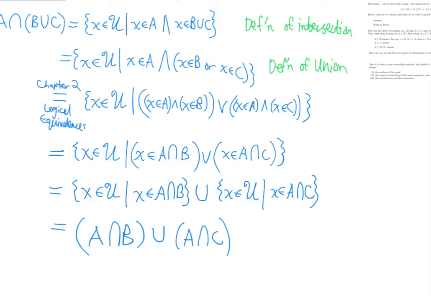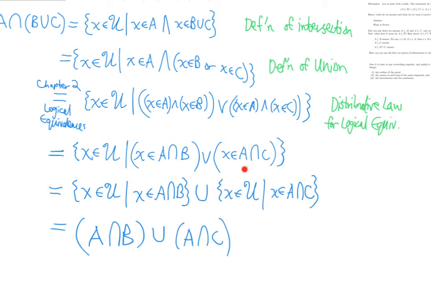Next, from here to here, we used chapter 2 logical equivalences. So specifically which one? We used the distributive property, or the distributive law, for logical equivalences. That's a law that we already established in chapter 2, so we can use it here if we want.